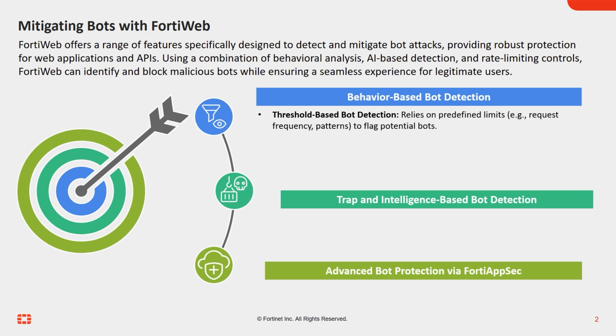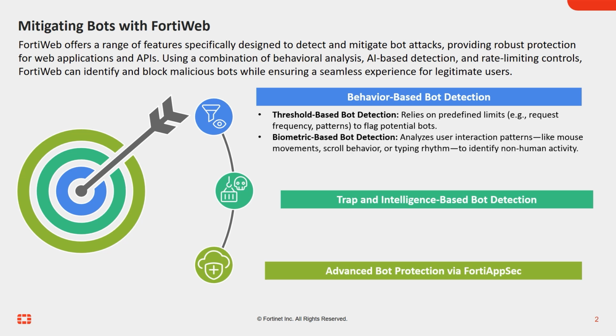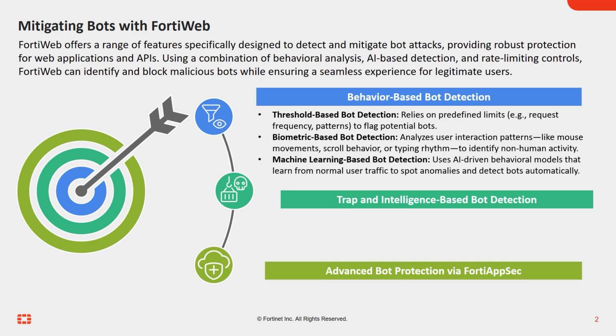First, there's threshold-based bot detection, where you set behavioral limits, like how many requests a user can make in a short time, to help flag suspicious activity. Then we have biometric-based bot detection, which looks at how users interact with the site. Things like mouse movement or scrolling patterns can reveal whether it's a human or a bot. With machine learning-based bot detection, FortiWeb actually learns what normal user behavior looks like and can automatically spot anything that seems off or bot-like. Trap-based detection is pretty clever. It uses hidden links that normal users never see, but bots might try to click on, instantly revealing themselves.